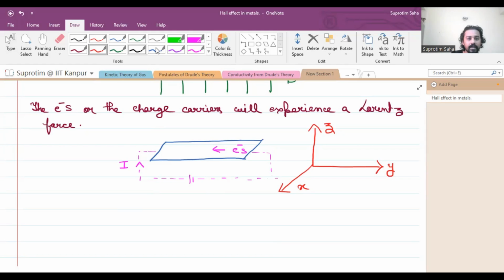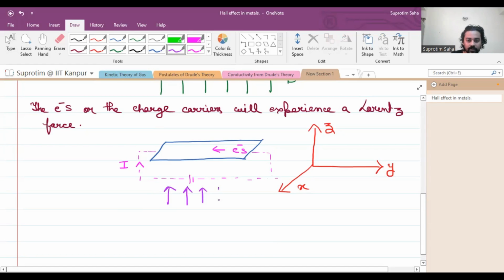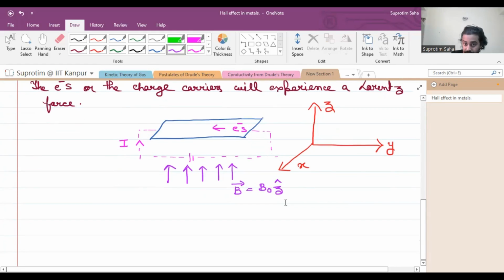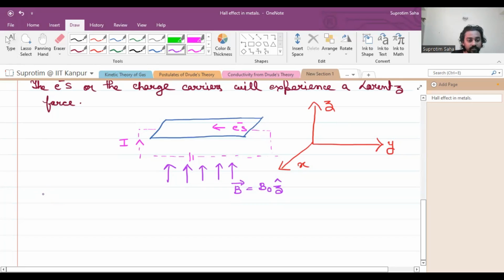So the application of the magnetic field is in this direction. It's along positive z cap. The B vector is B naught z cap. All right. And the velocity of the electrons is along minus y cap, so v is minus v y cap.